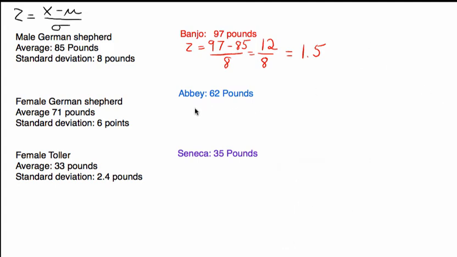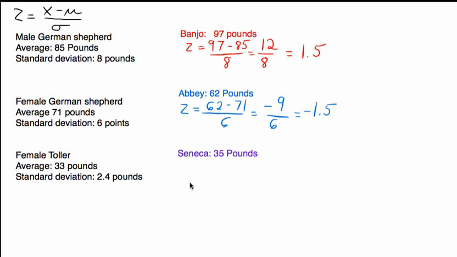Abby is 62 pounds, while the average is 71 pounds. So Abby is below average. She is 62 pounds minus the average of 71, divided by the standard deviation of 6. Abby is 9 pounds below average. And note, we do preserve that negative sign. It is important in this case, indicating below average. And we'll divide by the standard deviation. Coincidentally, her value is also 1.5, but it is below average, or negative.